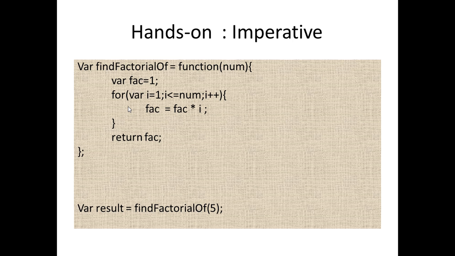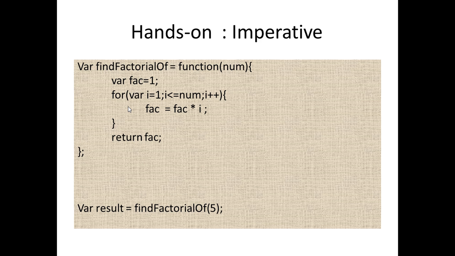So let's have a short hands-on of imperative programming. The code snippet is in JavaScript, and the upper block is a function, var findFactorialOf. So findFactorialOf is a function in which we have described the steps that the function will execute in order to find the factorial of a number that is supplied as an argument.